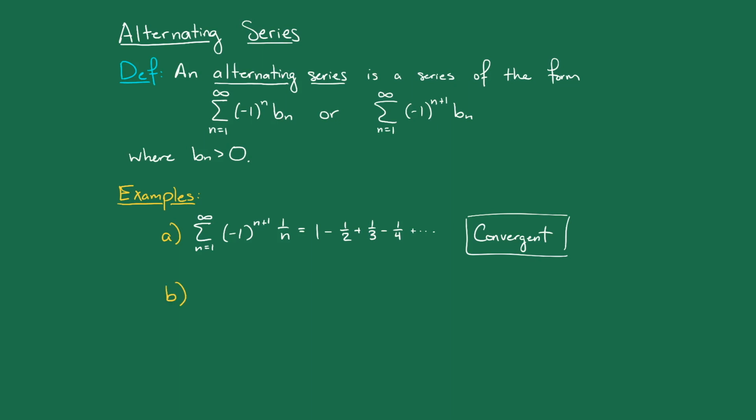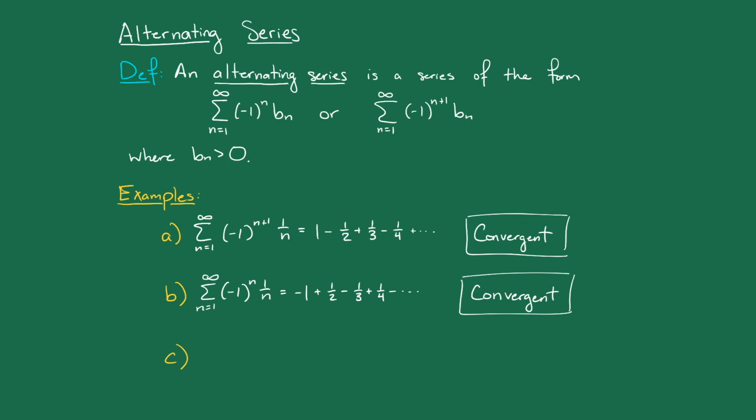Similarly, we could make this a series of the other form by changing it to the sum of (-1)^n times 1 over n. And the same way, this series is also going to converge, and it converges to the negative of the number that the last example converges to.